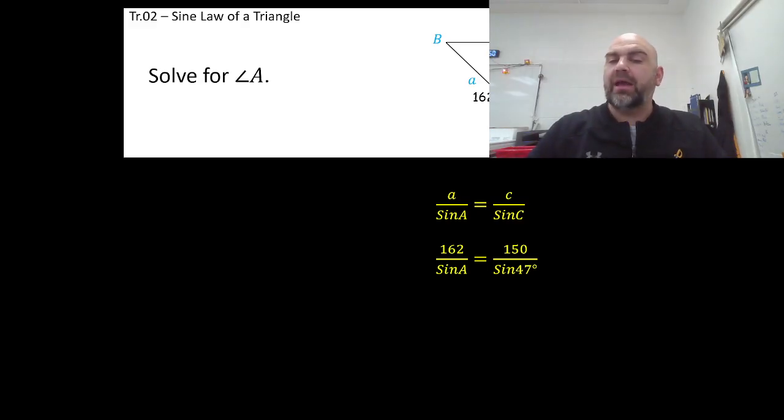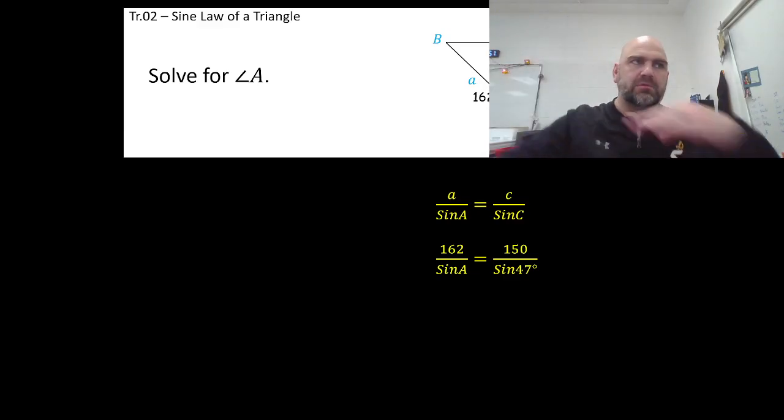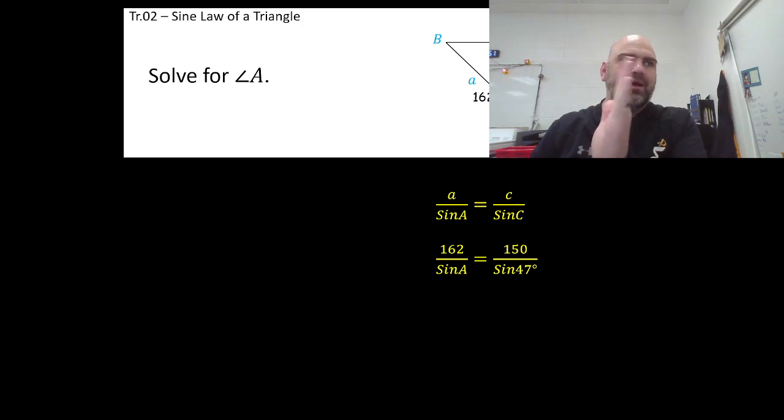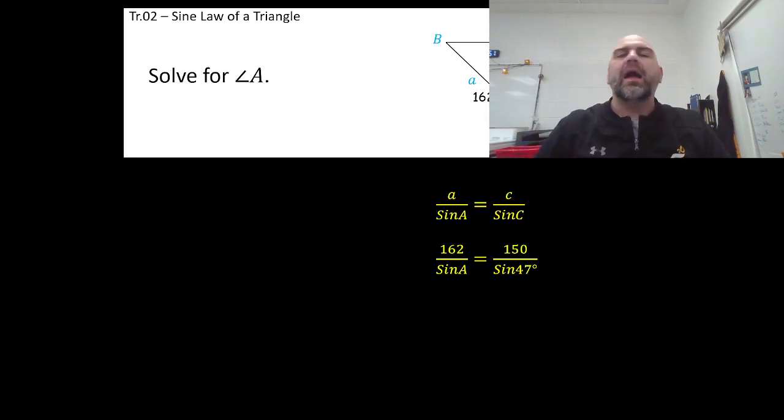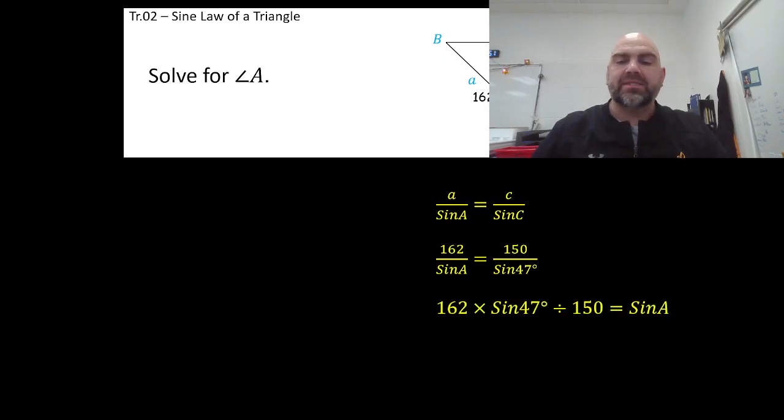Now, I like to use the method cross multiply and divide. Because we're missing angle A, I'm going to start on top of that ratio at the 162. I'm going to multiply across, going down, and then I'm going to divide by what's on top, and that's going to equal sine A. So it looks kind of like this: 162 times sine of 47 divided by 150 equals sine A.